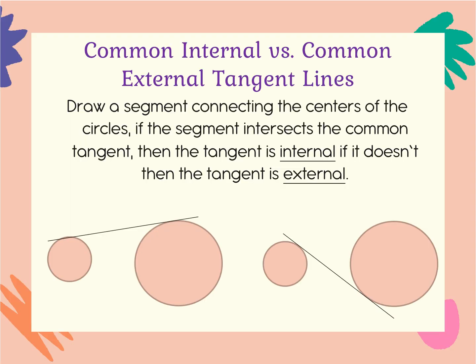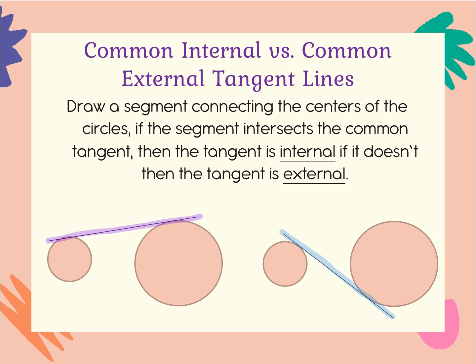All right, I have common internal versus common external tangent lines. So it says draw a segment connecting the center of the circles. If the segment intersects the common tangent, then the tangent is internal. If it does not, the tangent is external. So a few things before we start drawing those lines. These lines that I'm highlighting right here, these are called my common tangents. Why are they called my common tangents? Because this is my tangent line and it's the line shared between both circles. That's my common tangent.